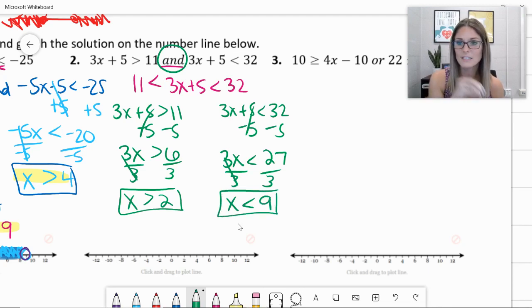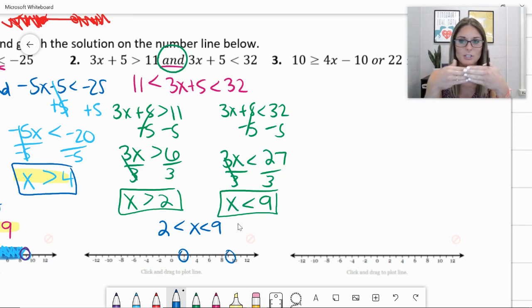You could shove them back together as an and if you wanted to, not required. We would have 2 is less than x is less than 9. Notice the less than symbols, and 2 and 9 are in numerical order. As I graph it, we've got open circle on positive 2, open circle on 9. Now this was an and problem, so it should be shaded in the middle.